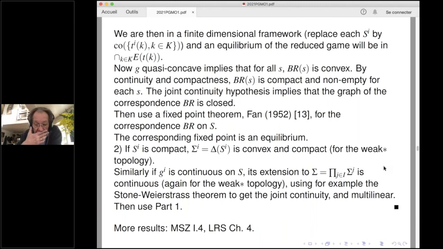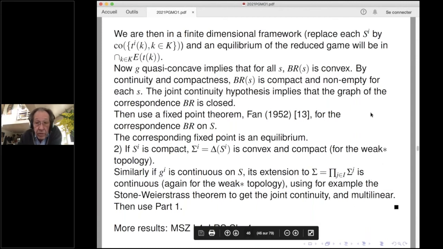For more results on this proof, see Mertens-Zamir 1.4 and the book with Rida Laraki and Jérôme Renault, chapter 4.